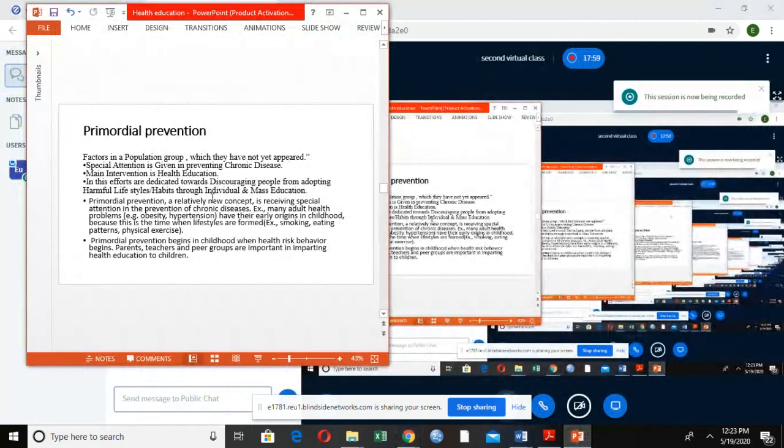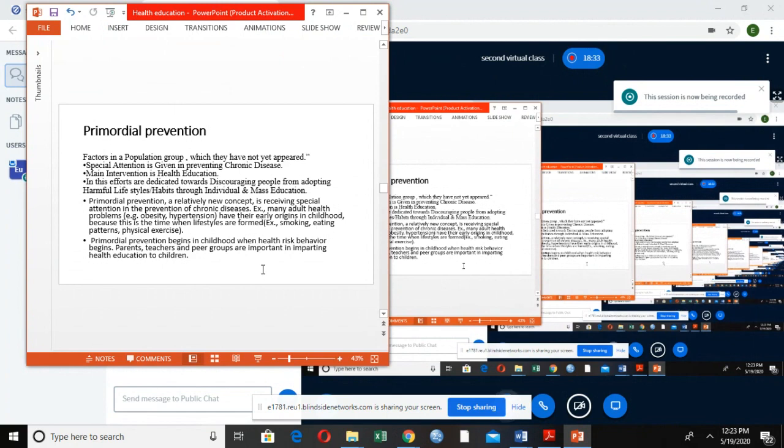So at this primordial prevention stage, people are encouraged to practice good behavior or acceptable behavior that leads to good health. So primordial prevention begins in childhood when health risk behavior begins. Parents, teachers, and peer groups are important in imparting health education to children.